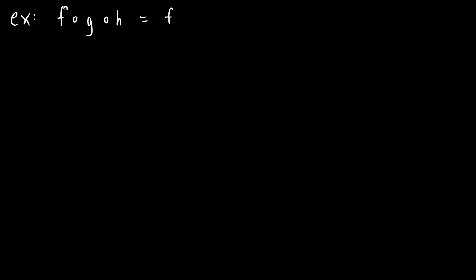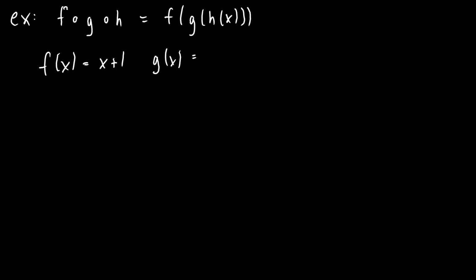This should be a g, sorry about that. Okay, that is the same. It's just written in different notation form. All right, and if we define f of x as x plus 1, we'll define g of x as 3x, and we'll define h of x as 4 minus x.